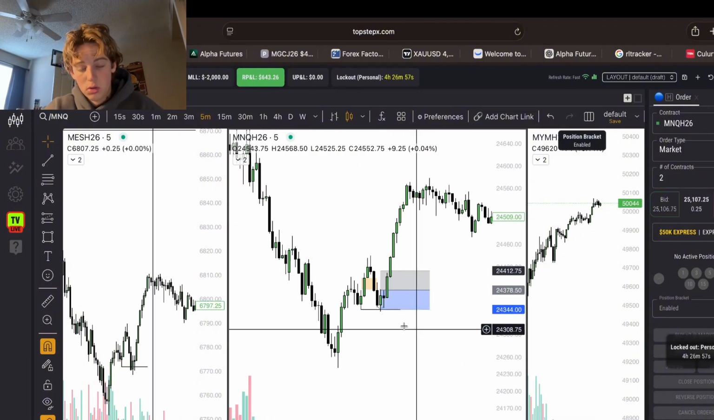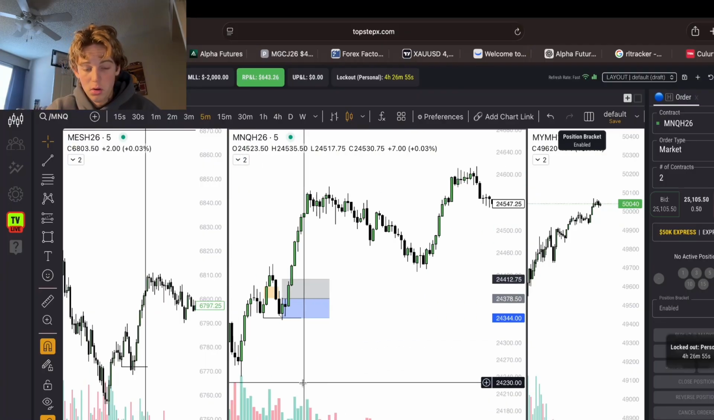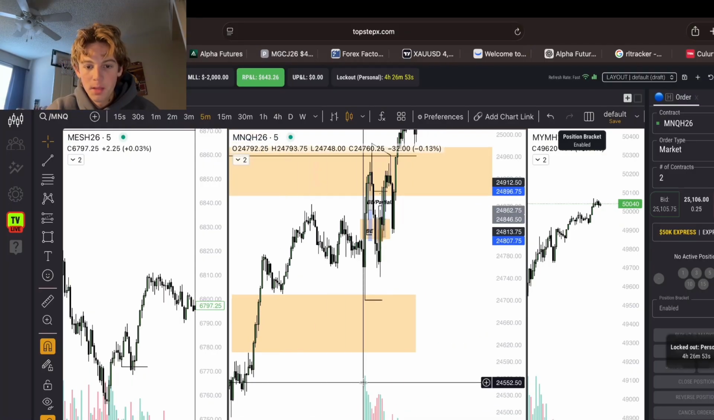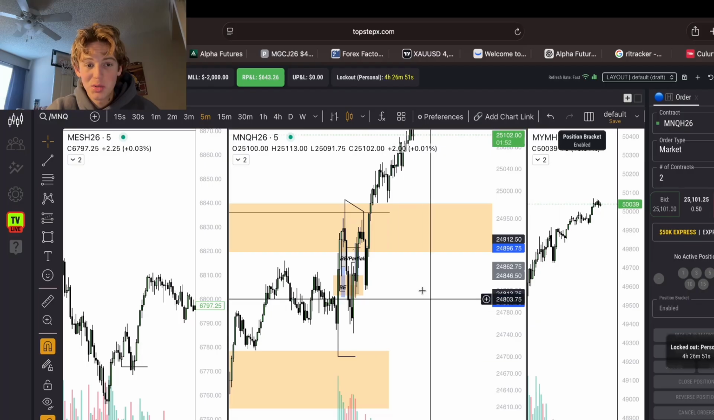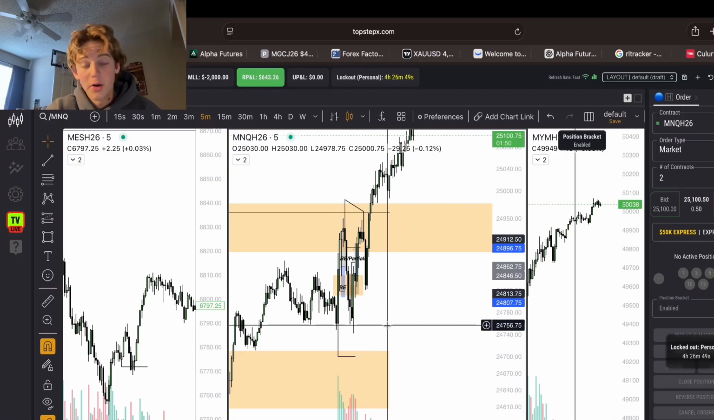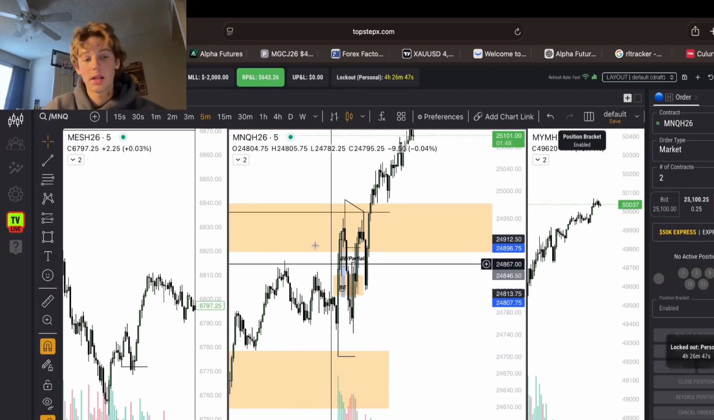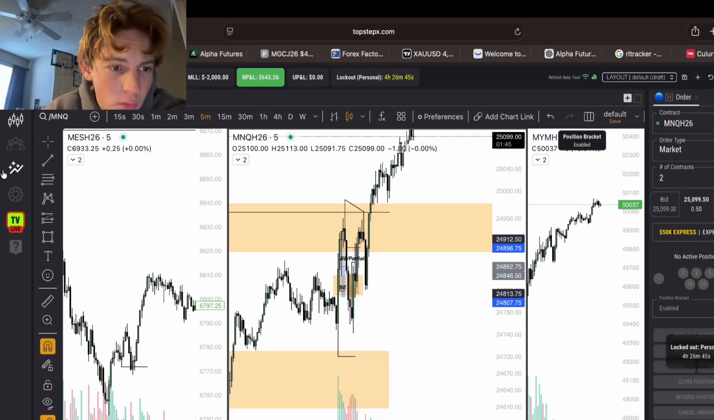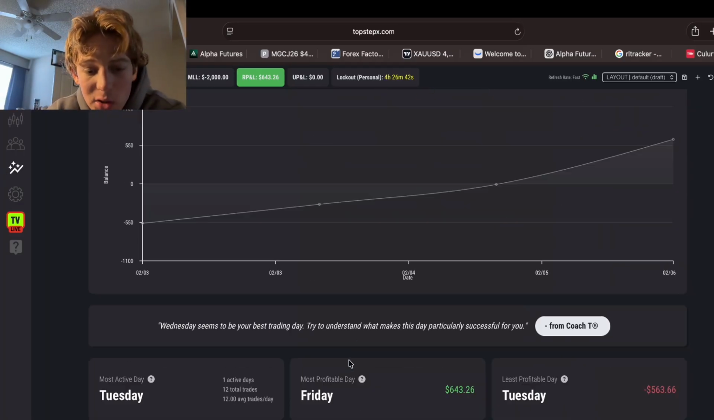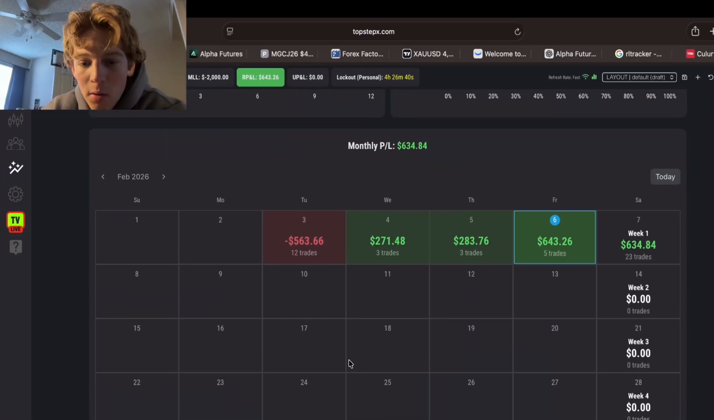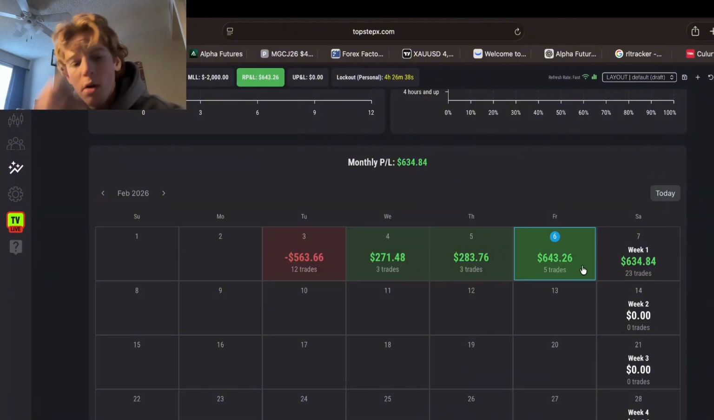This one was also like $500. So it was plus 500, and it was like minus 250, and then this was like 400 basically. Something around there. But up 640 on the day. So we're up 634 on this account. We have 3 winning days so far.